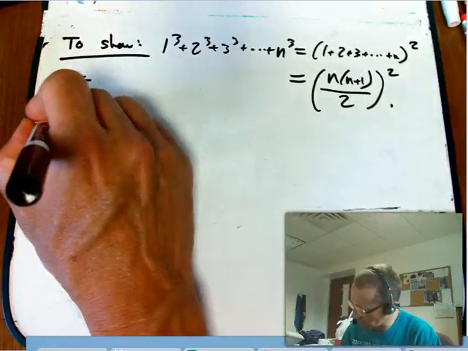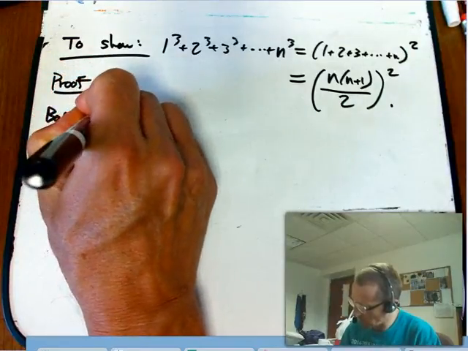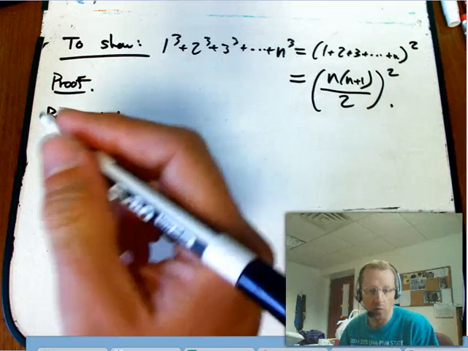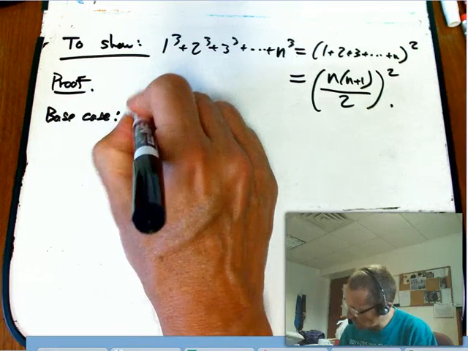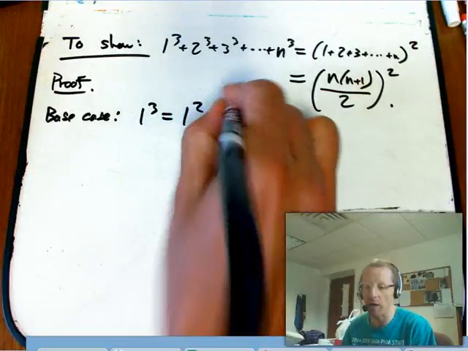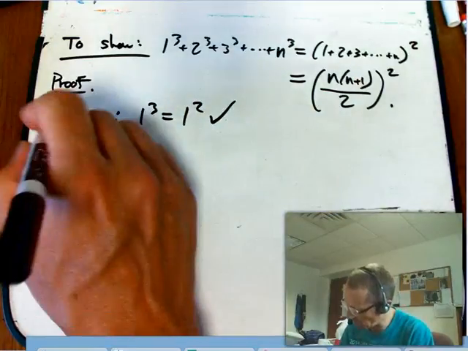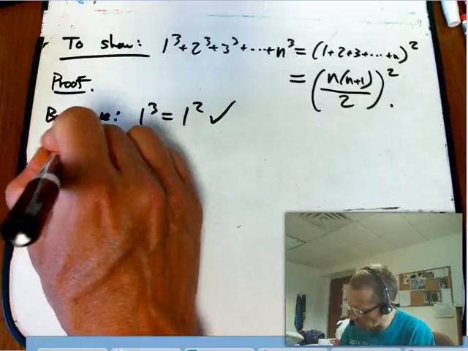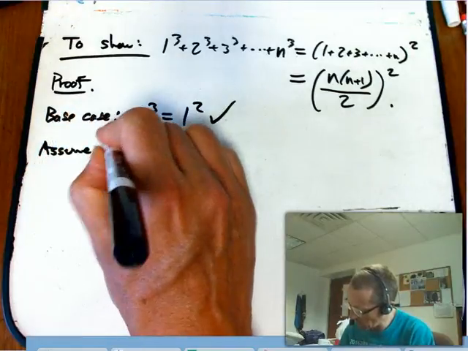So base case, we expect that probably to be easy, and indeed it is. 1 cubed equals 1, just the sum of 1 squared. You bet. They're just both equal to 1. Okay. So now we're going to assume P of k.